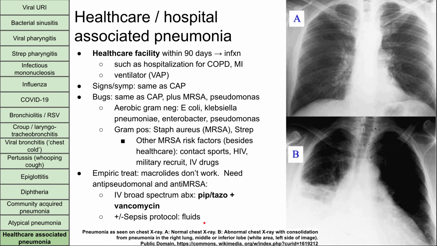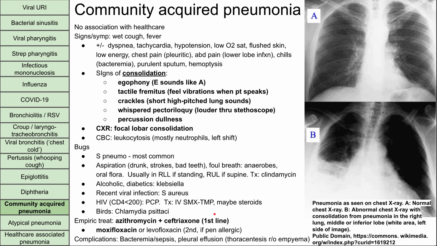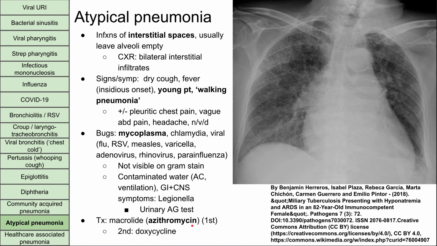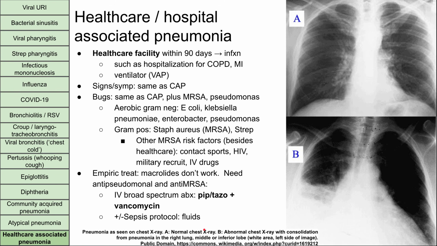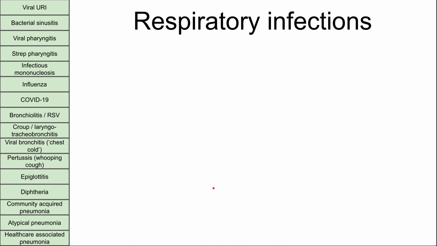So just to review one more time, in community-acquired pneumonia, empiric treatment is azithromycin and ceftriaxone. In atypical pneumonia, these people are younger, they're walking around, they probably have something more like a virus or like a mycoplasma pneumonia. They get azithromycin without the ceftriaxone. And in healthcare-associated pneumonia, you're mostly worried about the MRSA and Pseudomonas bugs. So you give them piptazo for pseudomonal coverage and vancomycin for the MRSA coverage.